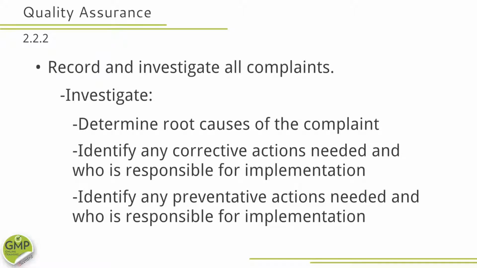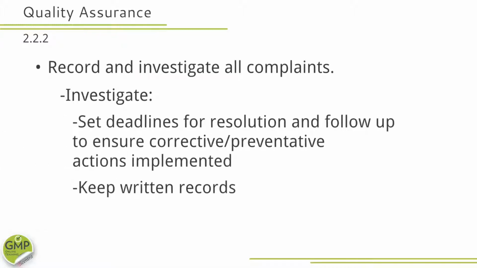Next, you would identify any corrective actions needed and who was responsible for implementation. If it were an equipment issue, then you would fix the equipment. If it was worker error, then you would retrain the worker. Meanwhile, you would do a stock recovery of all affected product. You would then identify any preventative actions needed and who was responsible for implementation. An example of a preventative action would be to introduce a friability test to the finished product specifications. Set the deadlines for resolution, and follow up to ensure that the corrective and preventative actions are implemented.